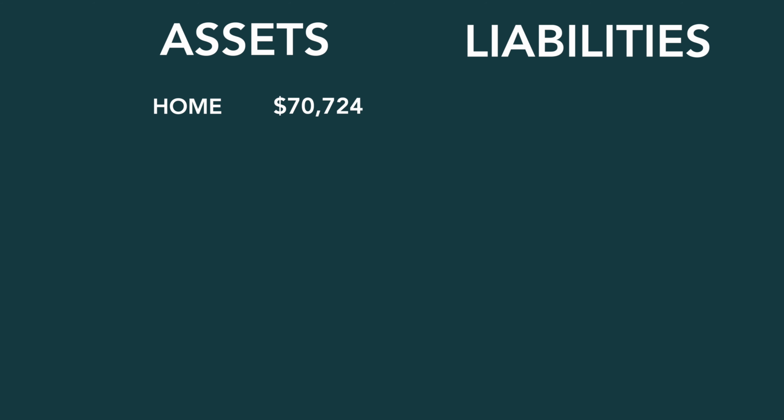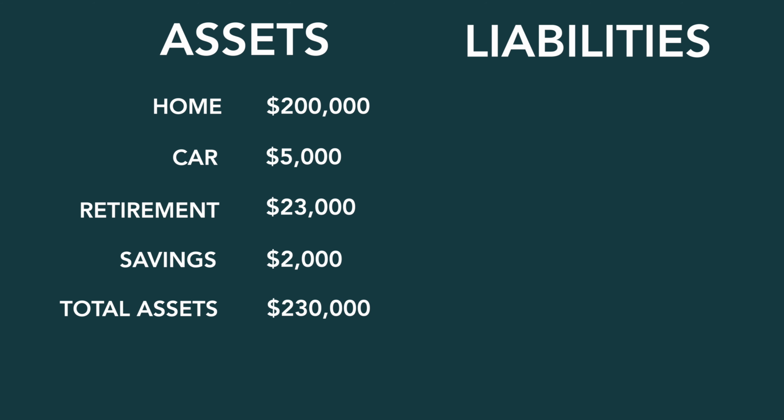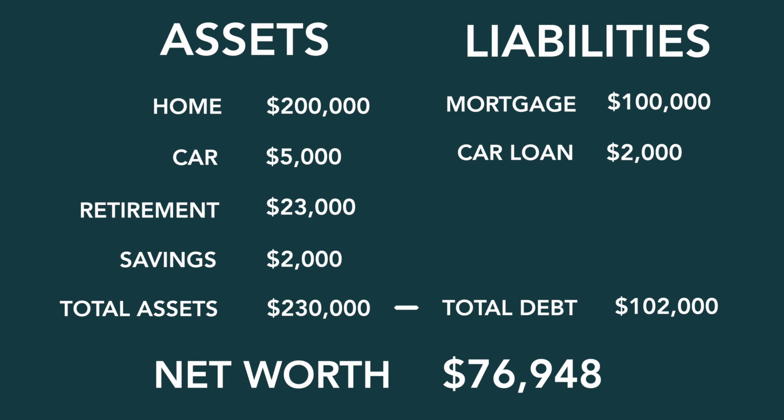Let's do a quick calculation to see this in action. Let's say you live in a home that's worth $200,000, drive a car worth $5,000, have $23,000 in your retirement account, and $2,000 in your savings account. That's a total of $230,000 in assets. Say you still owe $100,000 on your mortgage and you owe $2,000 on your car. You have $102,000 in liabilities. So $230,000 minus $102,000 equals $128,000. So your net worth is $128,000.